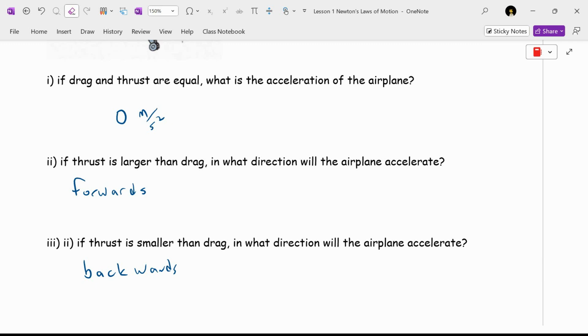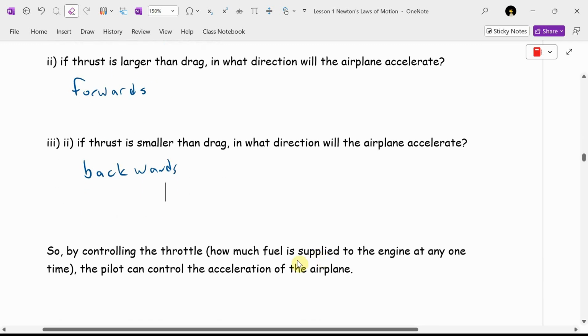You'll lose altitude. So one of the basic ways you can control a plane's altitude is just with your thrust. By adding and removing the amount of fuel going to the engine, you can control a great deal of the airplane. By controlling the throttle, how much fuel is supplied to the engine at any one time, you can control the acceleration, you can control the lift, you can control much of the altitude.